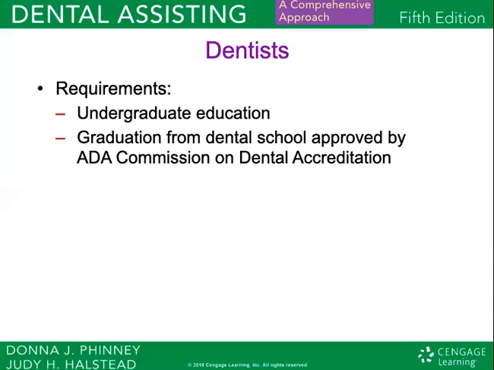So the requirements of a dentist is that they have an undergraduate education and a graduation from a dental school approved by the ADA Commission on Dental Accreditation. A dentist should expect 2 or more additional years of postgraduate education in an approved specialized training area. Each state has their own regulations the dentist and the dental teams are responsible to follow. In order for a dentist to practice in a specific state, they must first pass a written and clinical exam for that specific state.